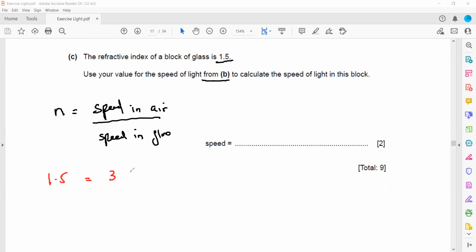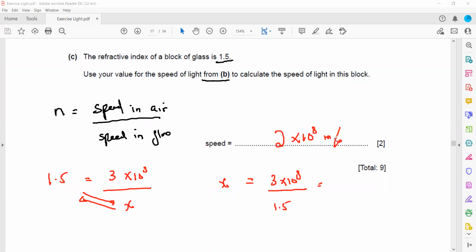Speed in air is a fixed value, 3 into 10 to the power 8, and speed in a glass is unknown. So we cross multiply. So x will be equal to 3 into 10 to the power 8 divided by 1.5. When we simplify on the calculator, you will find it comes out as 2 into 10 to the power 8 meters per second. So every second it will cover 200 million meters. The refractive index is given, and as I mentioned, the speed of light we need is in a block or a glass, but the speed of light in air is fixed, which is 3 exponent 8.